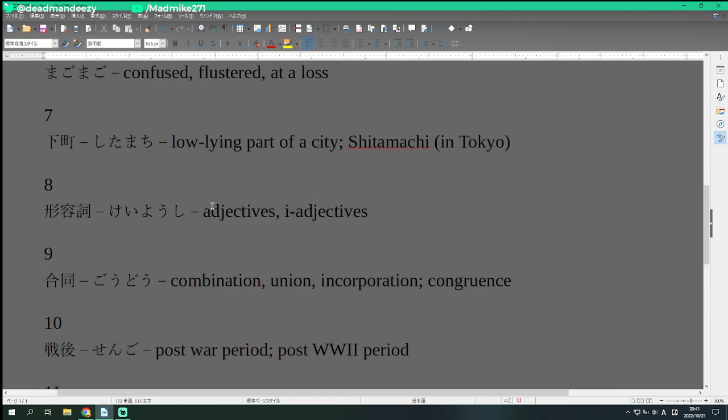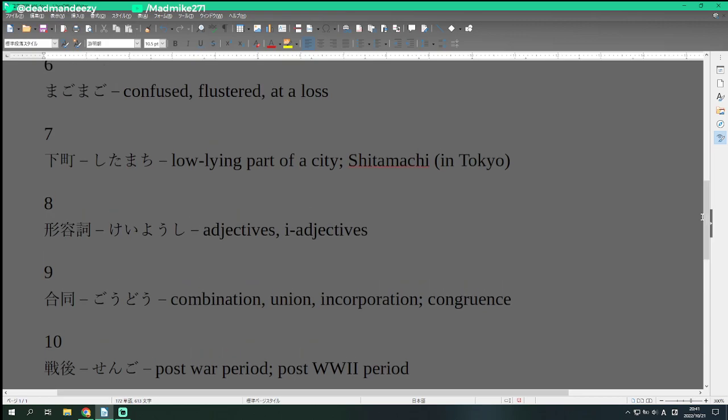Number six is mago mago. Mago mago is our adjective for confused, flustered, or at a loss. Sorry, adverb. Mago mago ni. Doing something confusedly. Mago mago ni shichatta na. To do something confusedly, at a loss, or flustered. Mago mago.